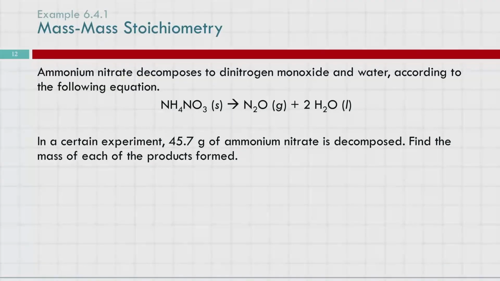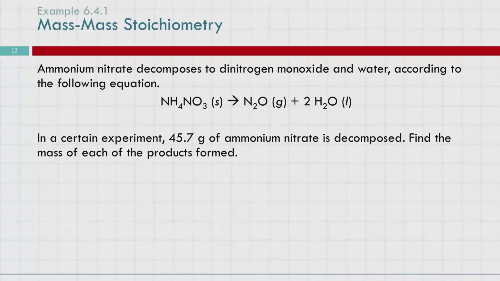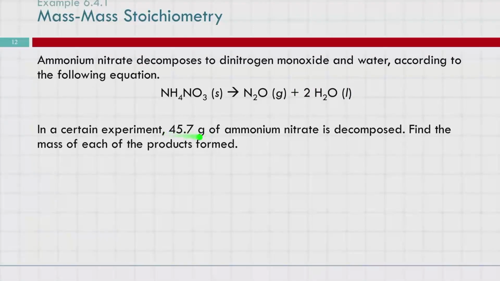We can also do it from one reactant to multiple products. So we've got this reaction with ammonium nitrate. Ammonium nitrate decomposes to dinitrogen monoxide, di prefix meaning we've got 2 nitrogens, the mono meaning we've got 1 oxygen, and water, H2O. In a certain experiment, 45.7 grams of the ammonium nitrate, that's our starting material, is decomposed. It's broken down. Find the mass of each of the products formed.